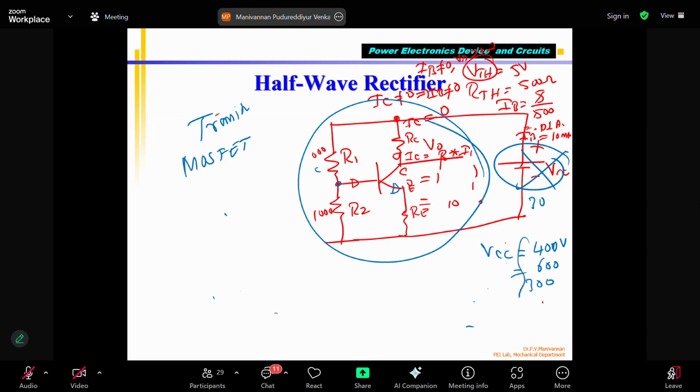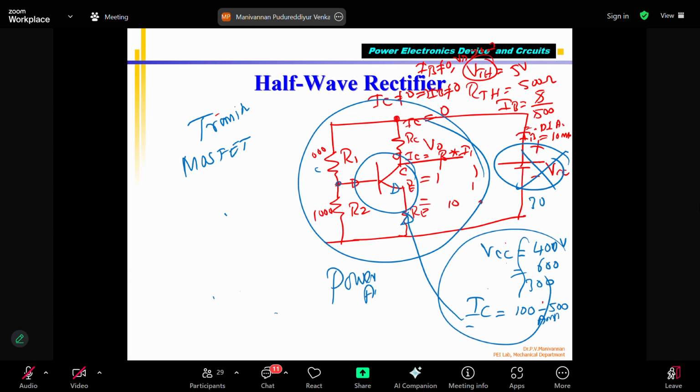Correct? It can be anything. Again, the same transistor. The only thing is this transistor needs to handle higher current and higher voltage. What will be the IC? IC will be in the order of 100 amps to even 500 amps. Not milliamps. That is why these amplifiers are called power amplifiers.